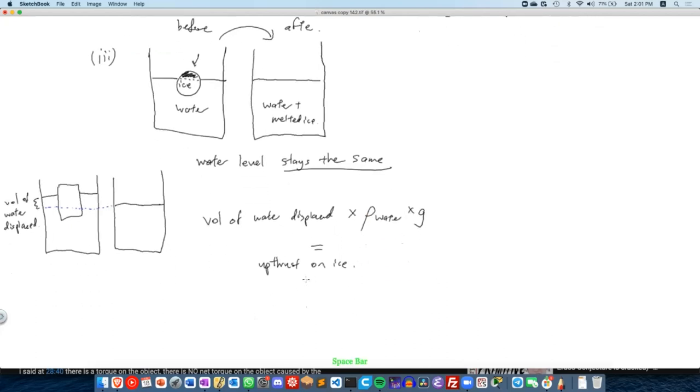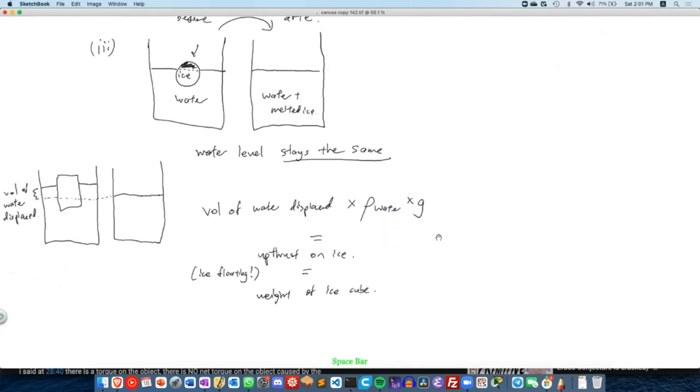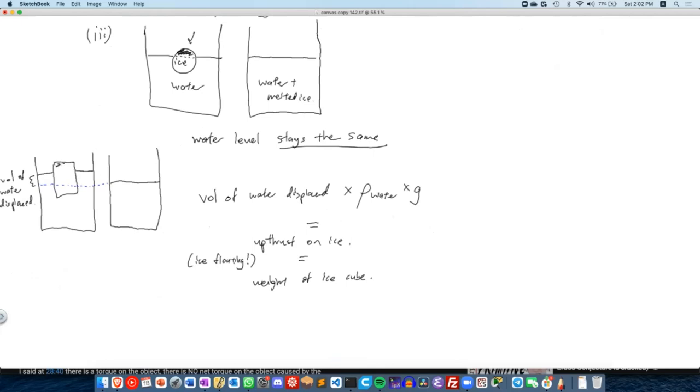Agree? And the upthrust on the ice, because the ice is floating, that's important. Because the ice is floating, then it will equal the weight of the ice cube. The weight of the entire ice cube, including the part that's above the water level. So that's the weight. It equals the weight of the ice cube.